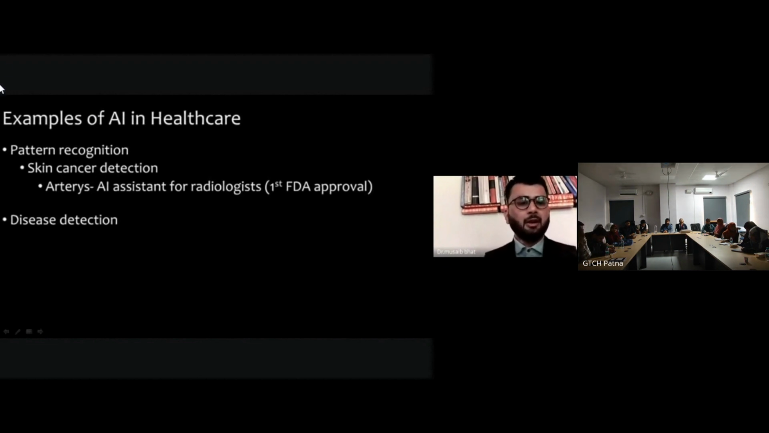So examples of AI in healthcare, again, we have pattern recognition, we have skin cancer detection, we have AI assistants for radiologists, or disease. So some of these tools have been developed, some are in development, or some are just patented.